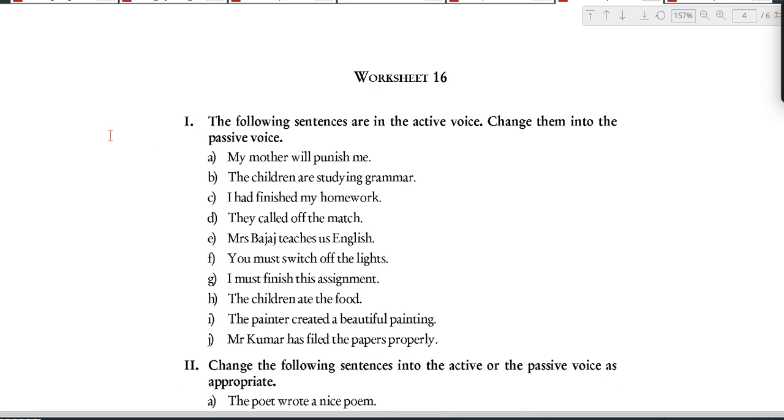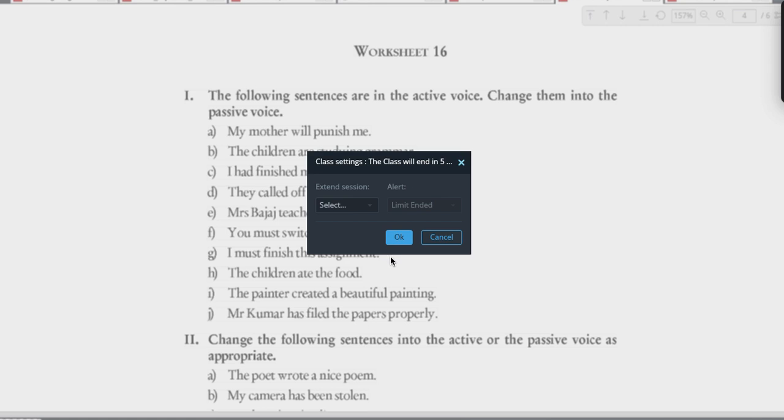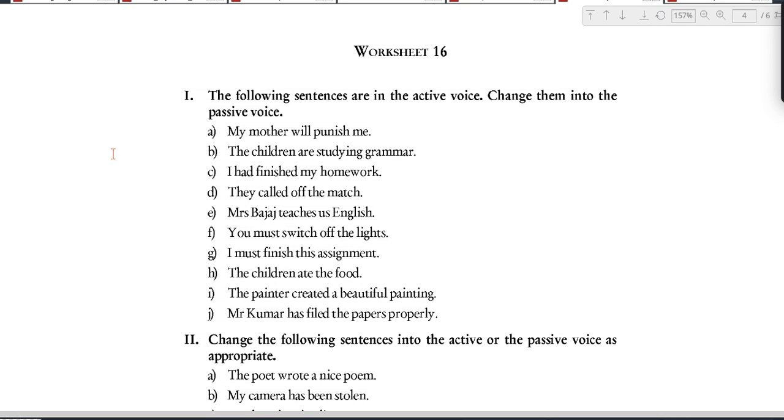Let's try these questions. The following sentences are in the active voice. Change them into passive voice. My mother will punish me. I will be punished by my mother. Very good.